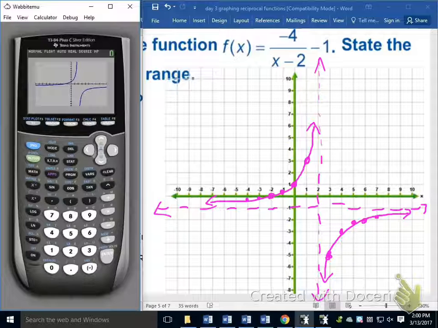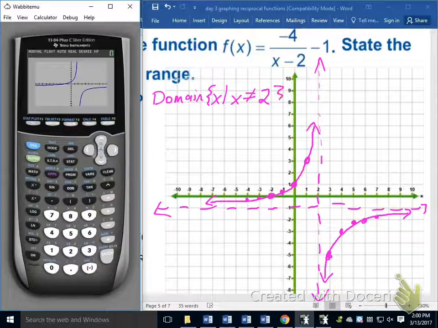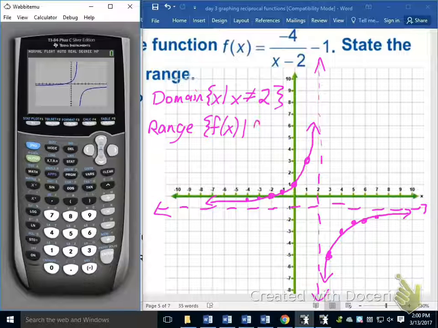Now we're going to state domain and range. I'm just going to do that right here on the grid. For the domain, it's going to be x such that x cannot equal 2. Yet again, for my range, it's going to be f of x such that f of x cannot equal negative 1. And I'd be done here.